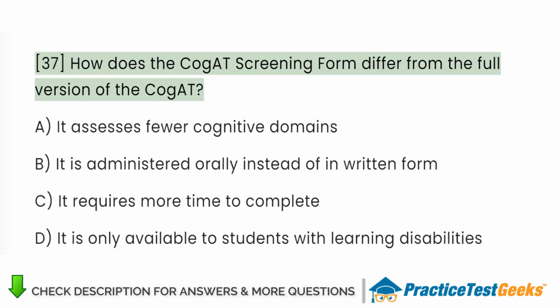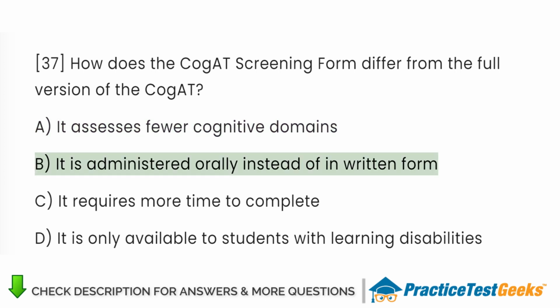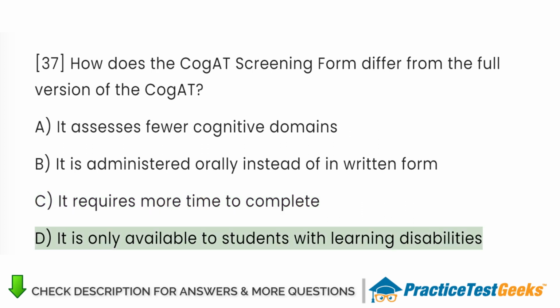How does the CogAT screening form differ from the full version of the CogAT? A. It assesses fewer cognitive domains. B. It is administered orally instead of in written form. C. It requires more time to complete. D. It is only available to students with learning disabilities.